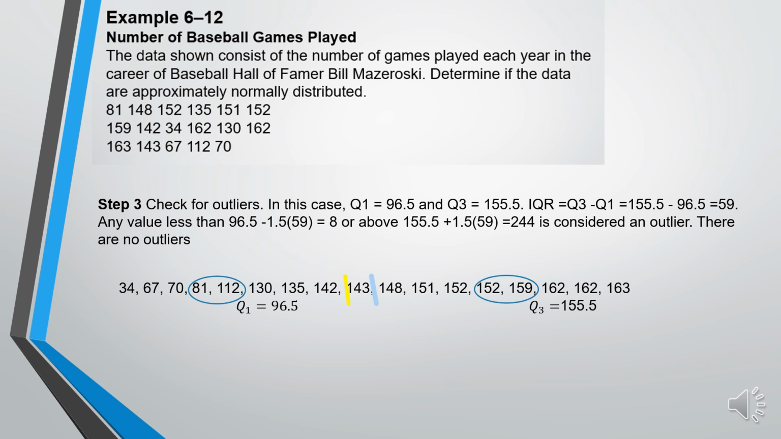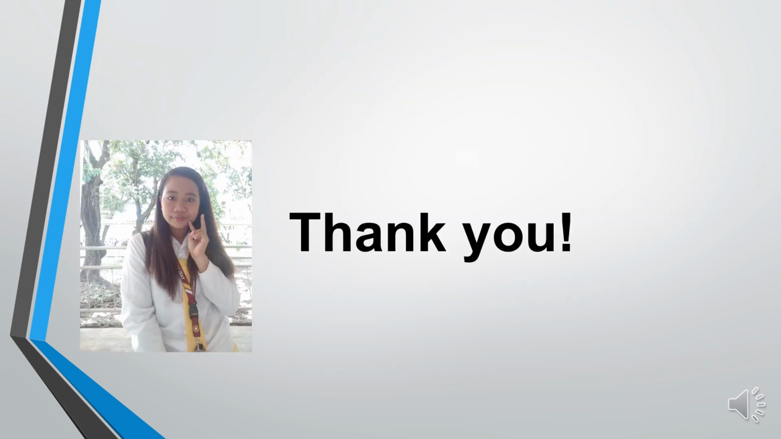Any value less than 96.5 minus 1.5 times 59, which is equal to 8, or above 155.5 plus 1.5 times 59, which is equal to 244, is considered an outlier. There are no outliers. So in summary, the distribution is somewhat negatively skewed. So that's the coverage of my topic. Thank you.